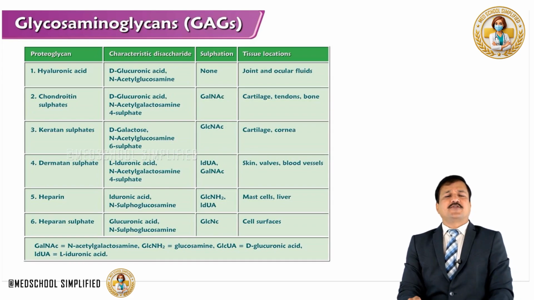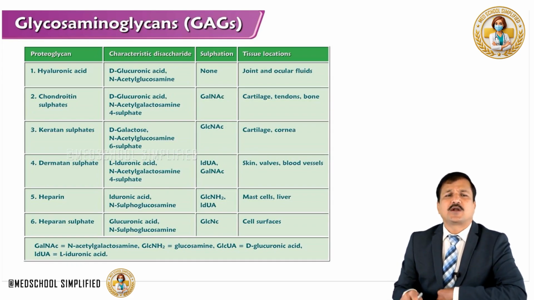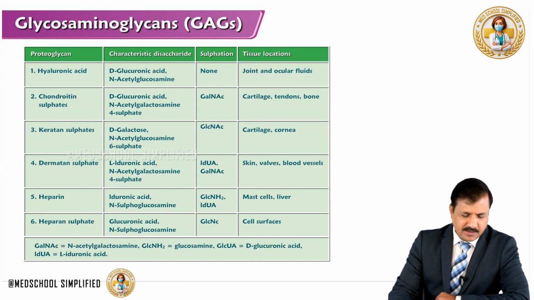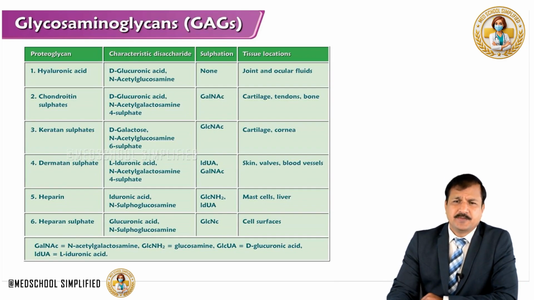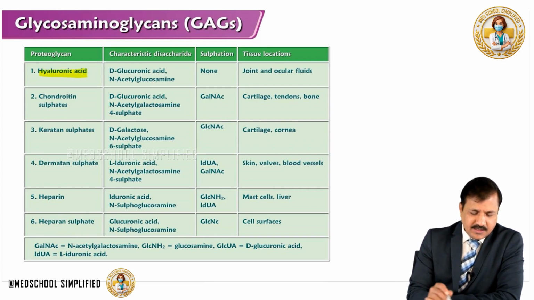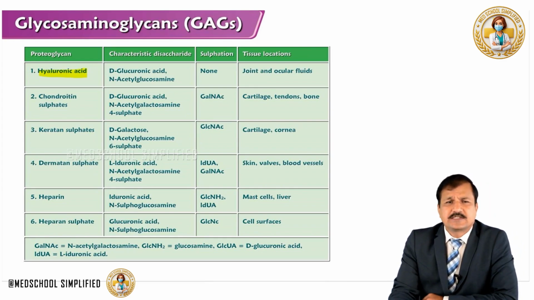Now let's look at the different types of glycosaminoglycans that are part of a proteoglycan molecule. Here, examples of glycosaminoglycans are given, along with the characteristic disaccharide in each, whether it is sulfated or not, and also the tissue location. This is a very important table. Make sure you remember, understand, and memorize it. First is hyaluronic acid. It is a disaccharide of N-acetyl glucosamine and glucuronic acid, and it is not sulfated. It is found in joint space and ocular fluids.